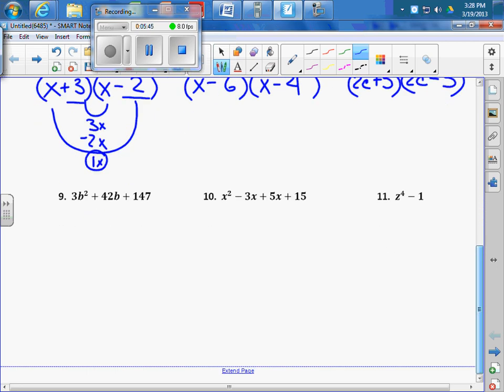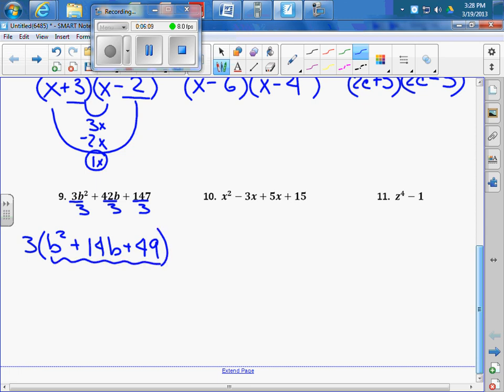In number 9, is there anything in common here? Yes, there is. There is a 3 in common, so we factor that out. Now, once you factor the GCF, what will it look like? Well, you're going to need, remember, 3 terms inside the parentheses. It'll be b squared plus 14b plus 49. Now, can this be factored again? Yes, it can. We're going to get b plus 7, b plus 7. Don't forget to bring down the 3, and now you're done.